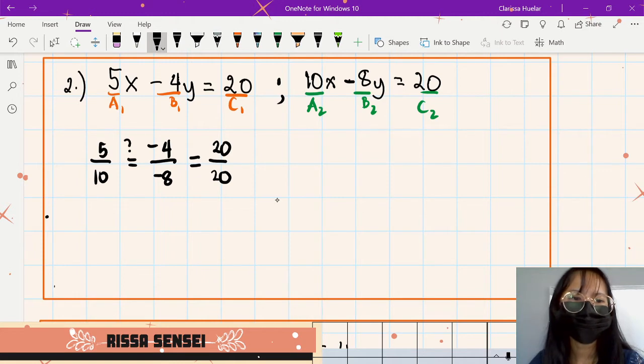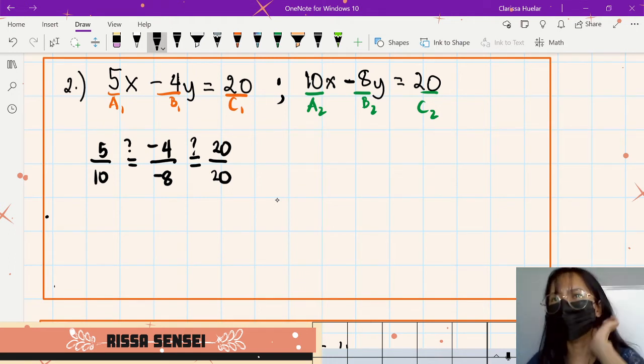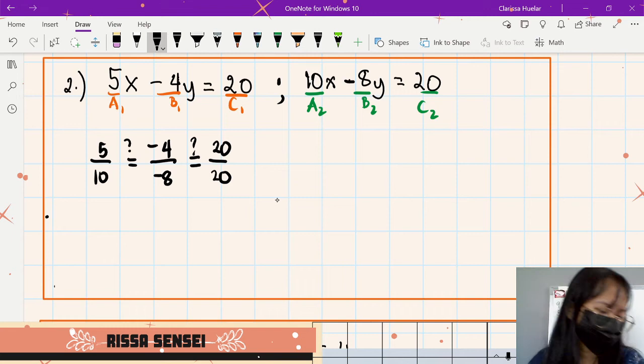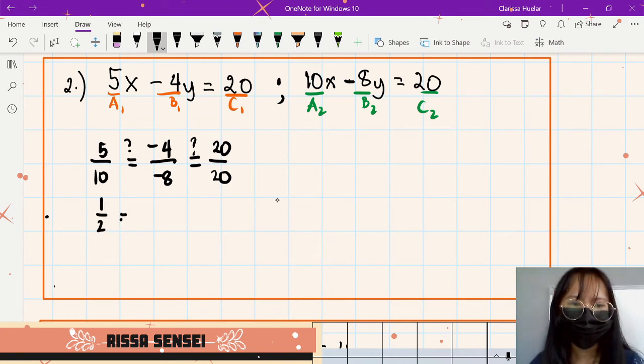Then, let's simplify. 5 over 10, the simplified form of this is 1/2 because 5 and 10 are both divisible by 5. So, 1 over 2. Then, yung negative over negative, that's positive na. 4 over 8, the simplified form of this is also 1/2. Therefore, they are equal. So, check.